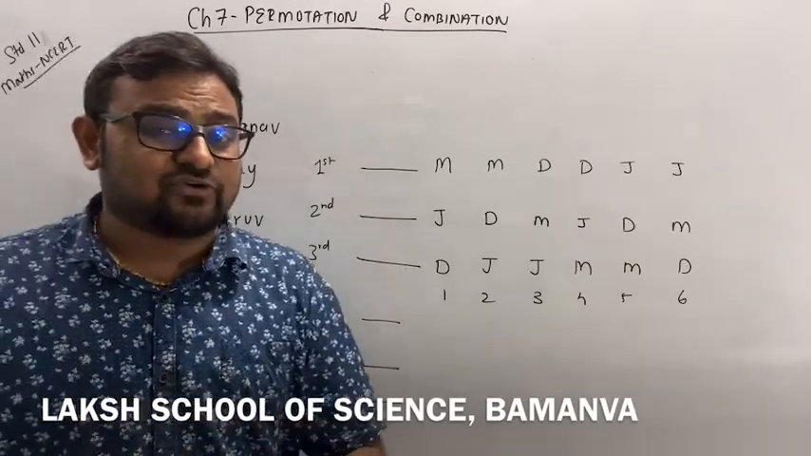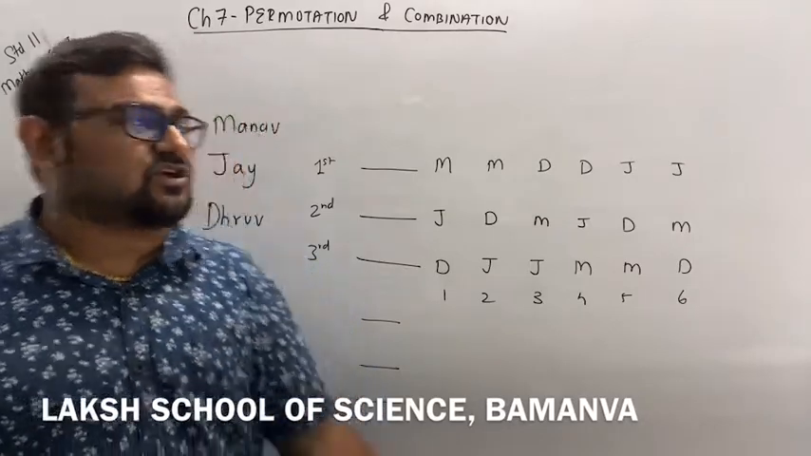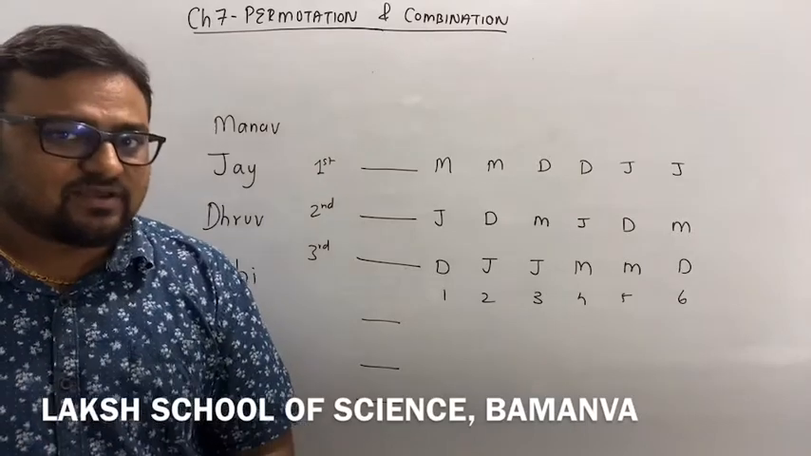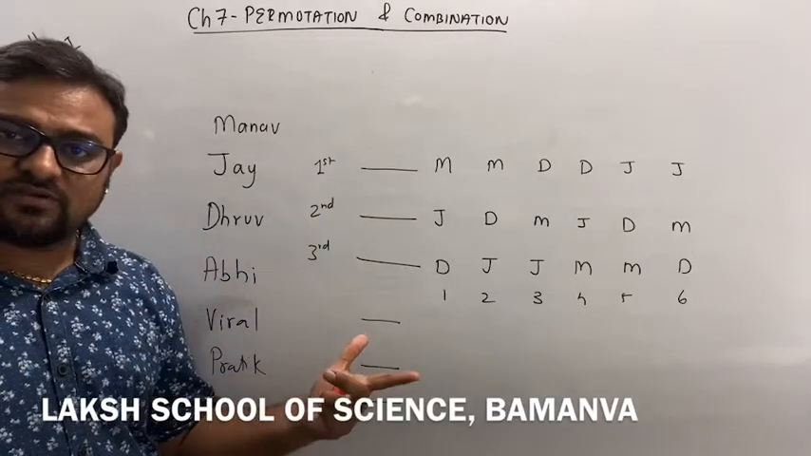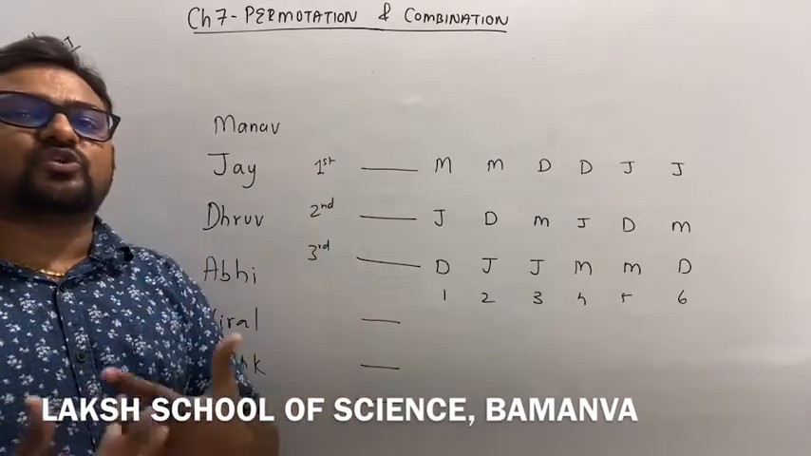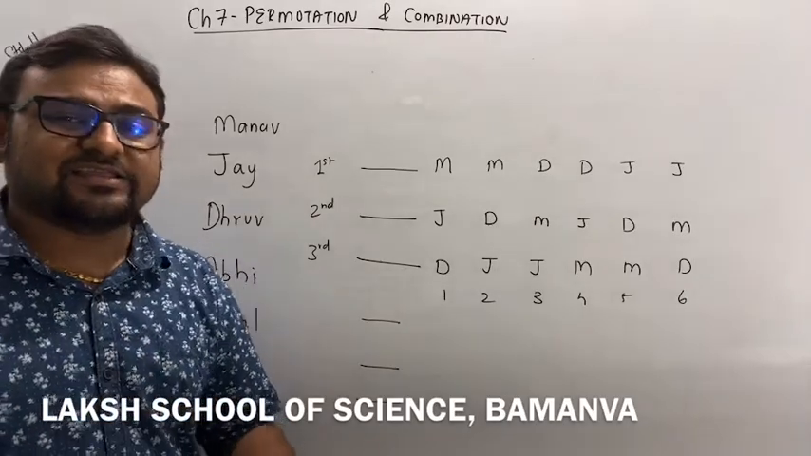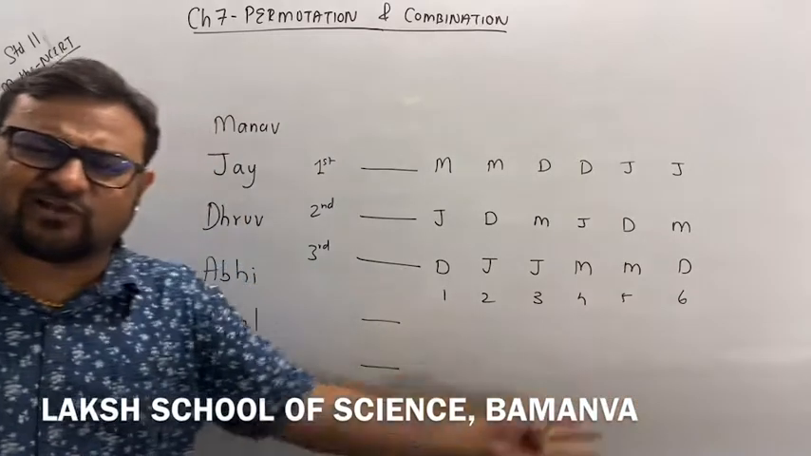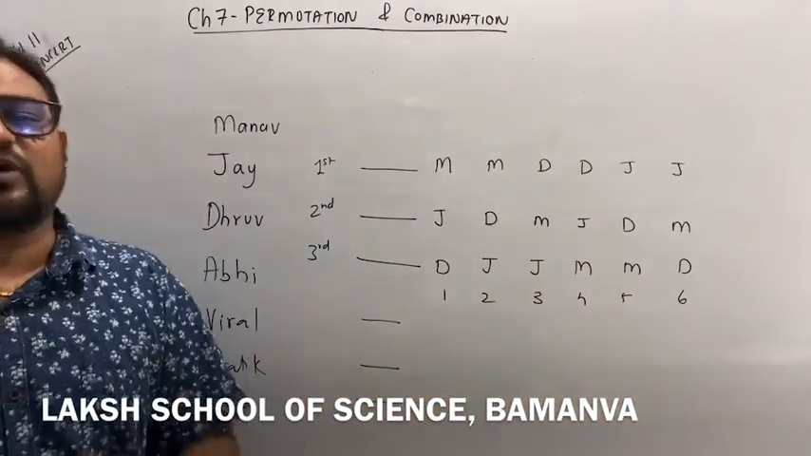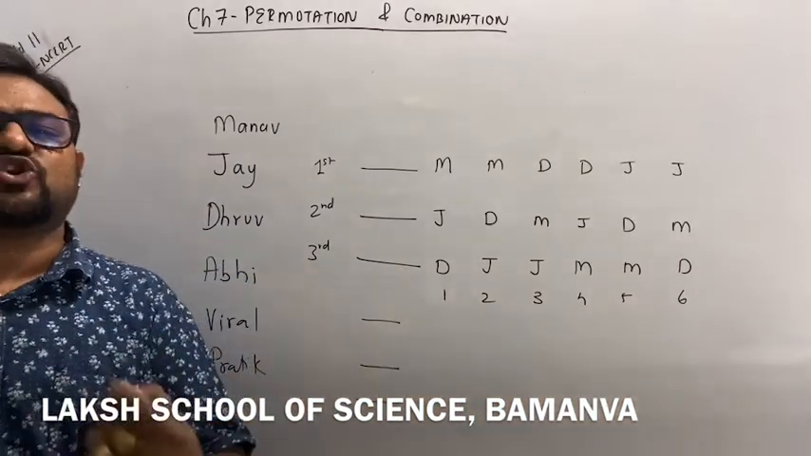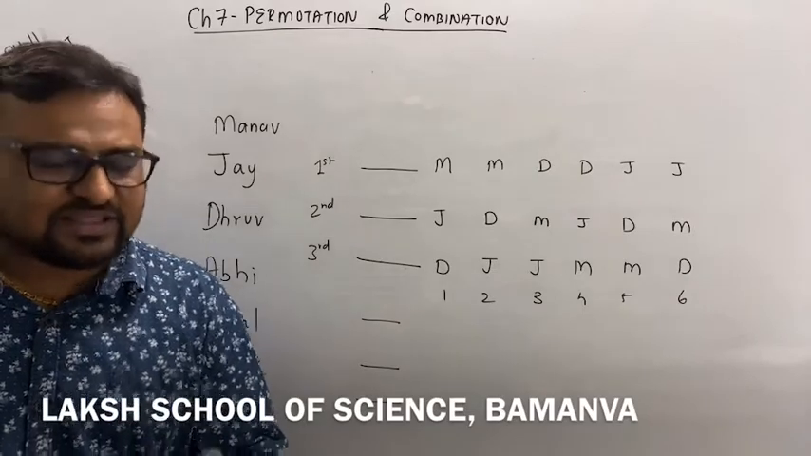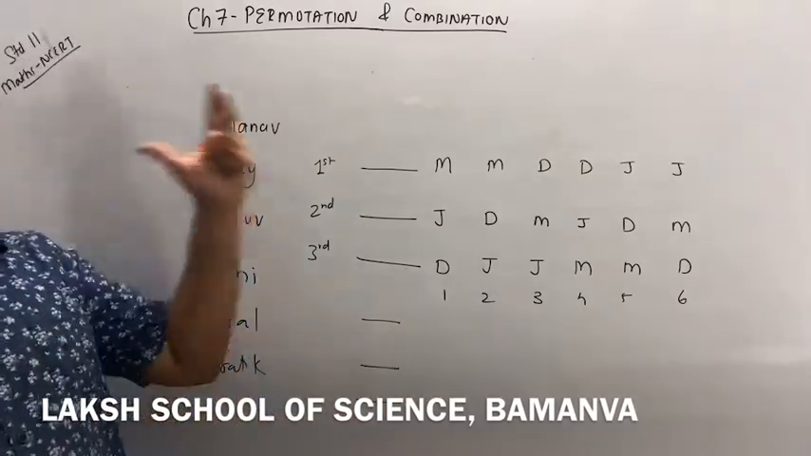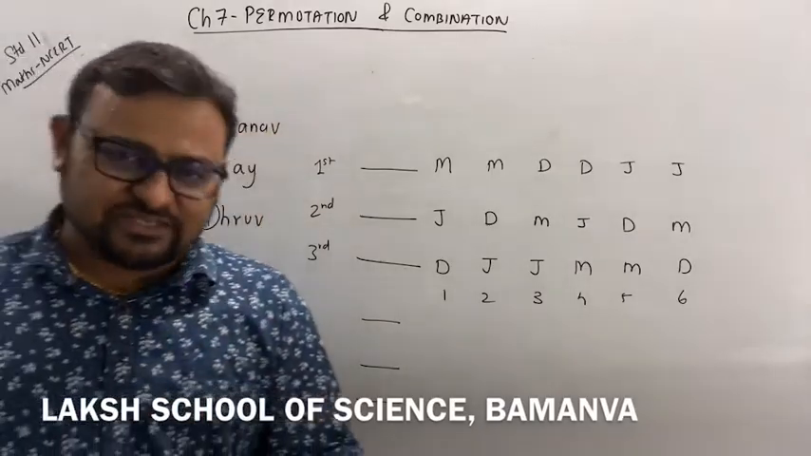So I will use the concepts of permutation. I will use some formulas based on permutation, that we are going to study in detail in this chapter. No need to do all these things and use a very lengthy method. You can find it out in a very short way. Clear? That we'll study later on. But this is the meaning of permutation, arranging.